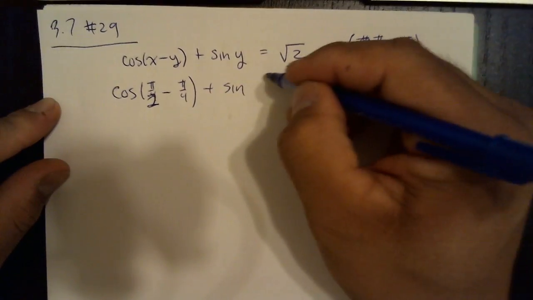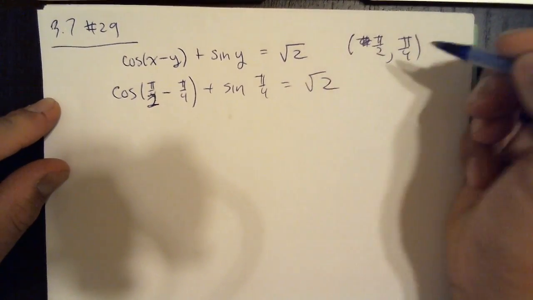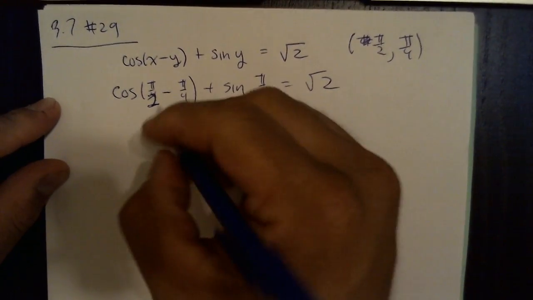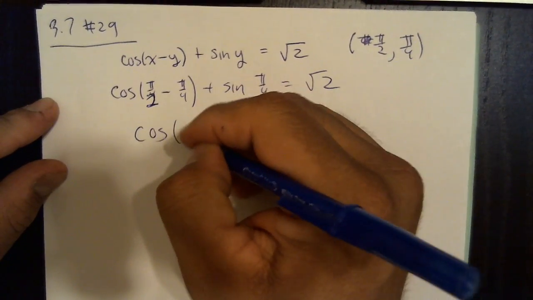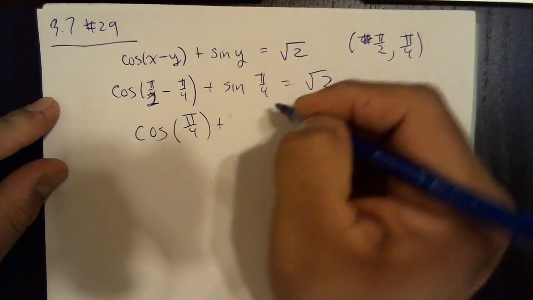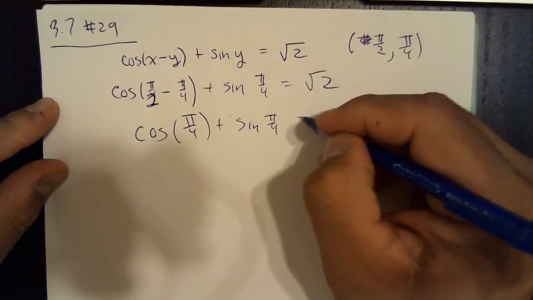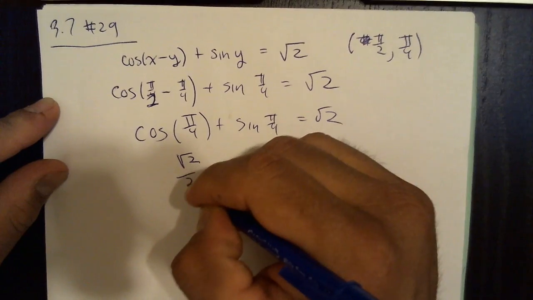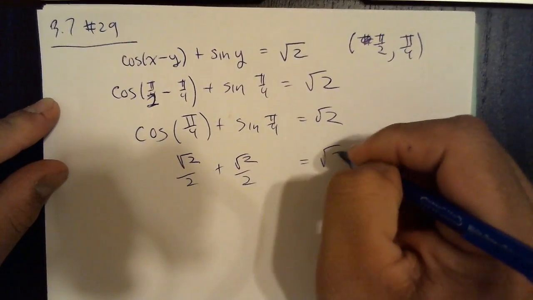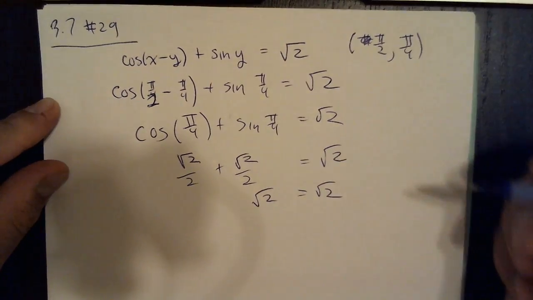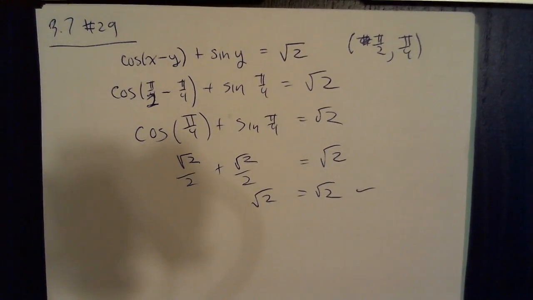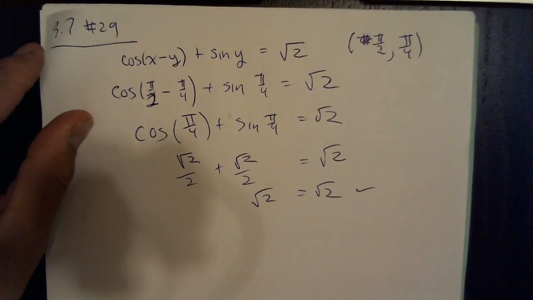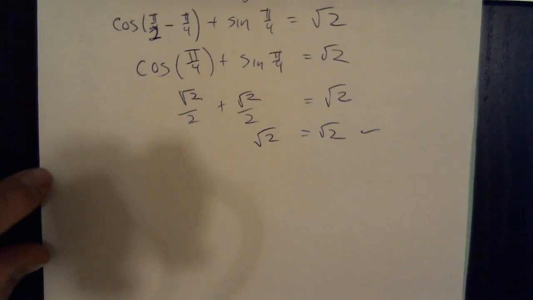Sine of pi over 4 equals root 2. And then here, simplifying. So that verifies that the point is in fact on that given curve. The next step is to find the equation of the tangent line to that curve. So I'll start by finding y prime.